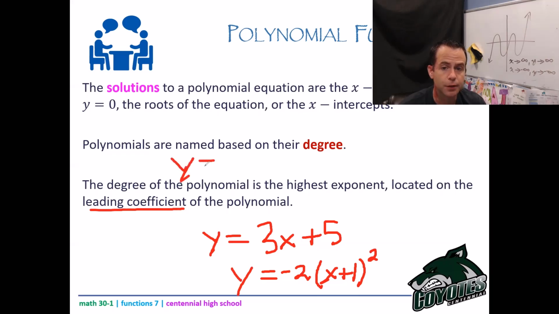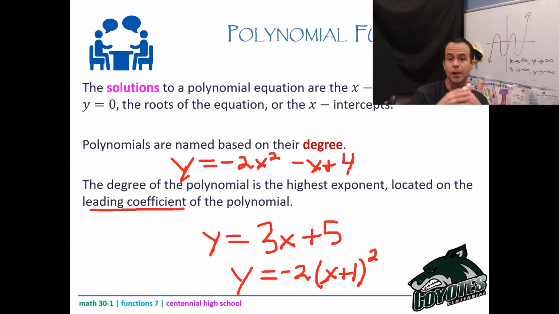If I do this for you, I just don't want anyone to be mad at me or anything. 2x squared minus x plus 4. Doesn't really matter. Either way, I want you to look at that and say that quadratic ends down. Well, here's a polynomial of degree 2, and the leading coefficient is now negative. Okay? Okay. Cool.